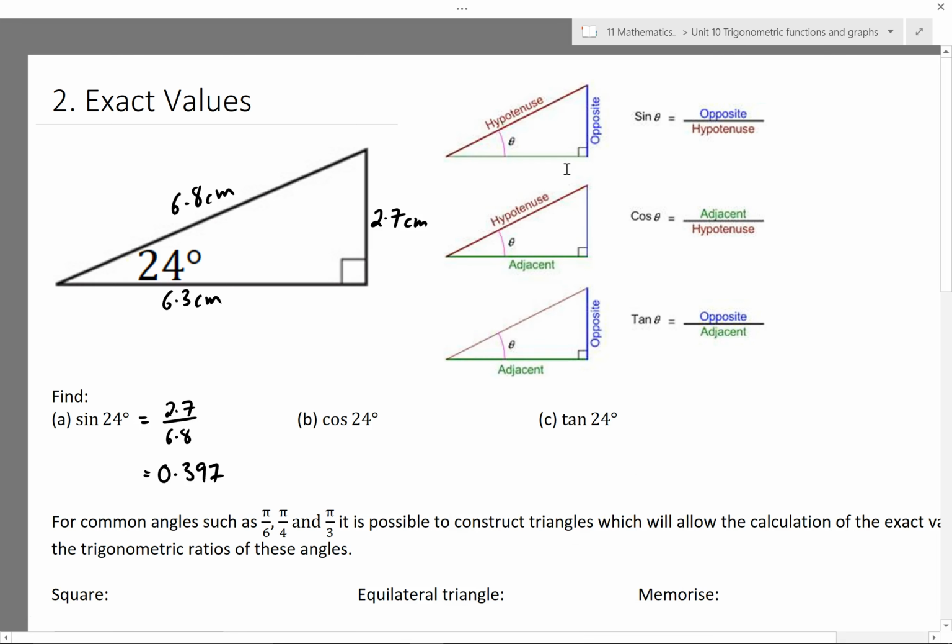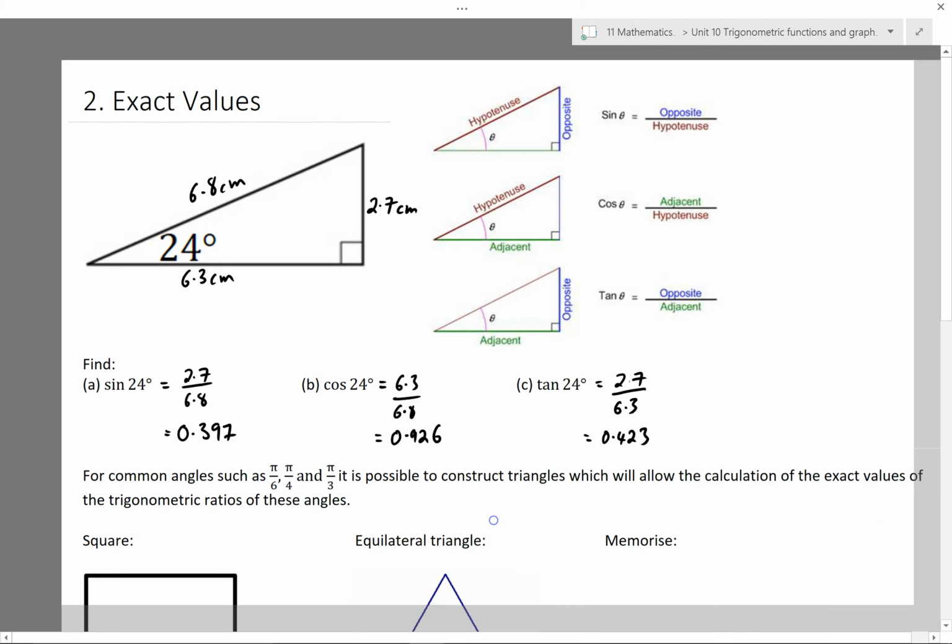I can do the same thing for cosine and for tan. Cos is adjacent over hypotenuse. It should give me 0.926, and tan is opposite over adjacent, which should give me 0.423. And you can check those with your calculator, that they're pretty much right. So that's where these trig ratios really come from.